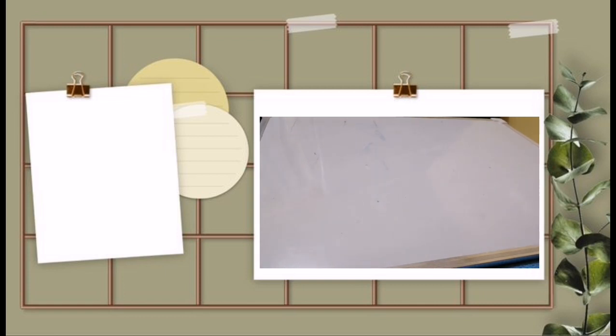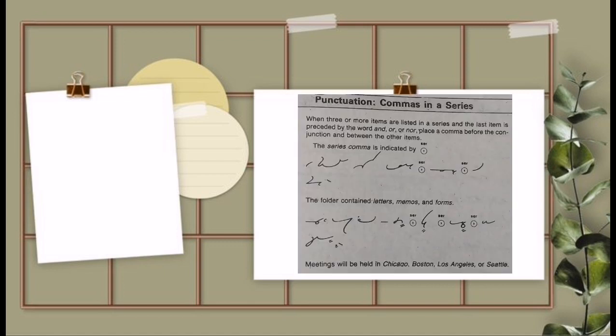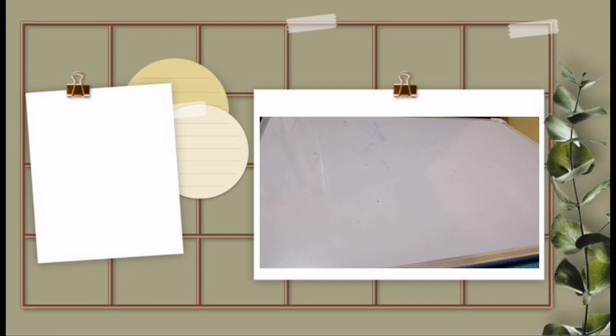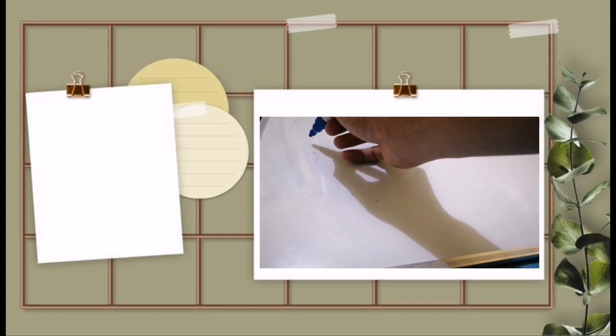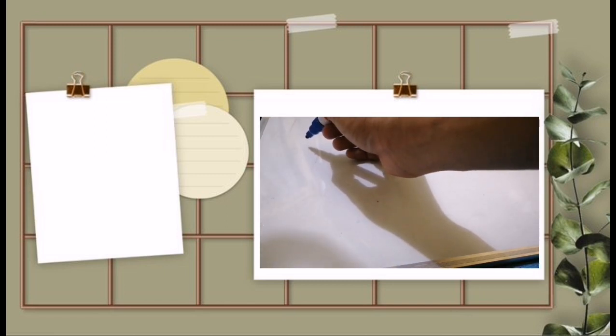So for this lesson, you need to be reminded about the punctuation of commas in a series. When three or more items are listed in a series, and the last item is preceded by the word and, or, or nor, place a comma before the conjunction and between the other items. So we have an example here. The folder contained letters, memos, and forms. So we write the sentence, the folder contained letters, memos, and forms.